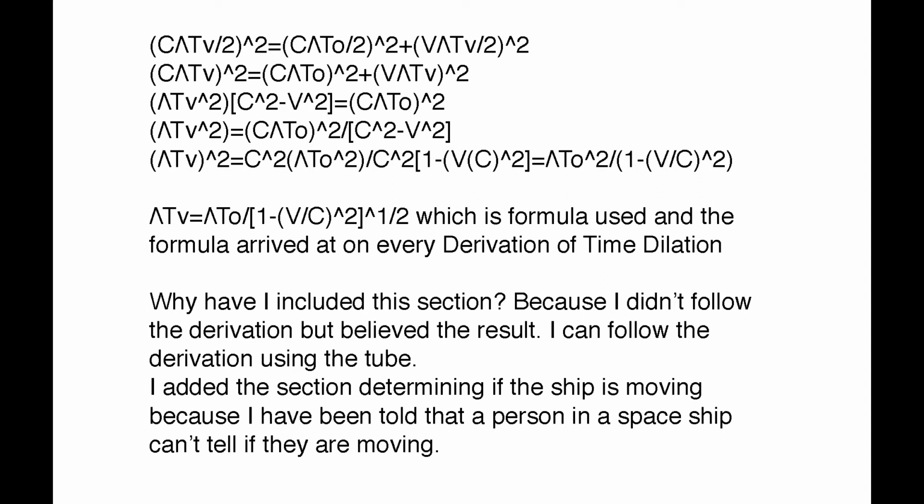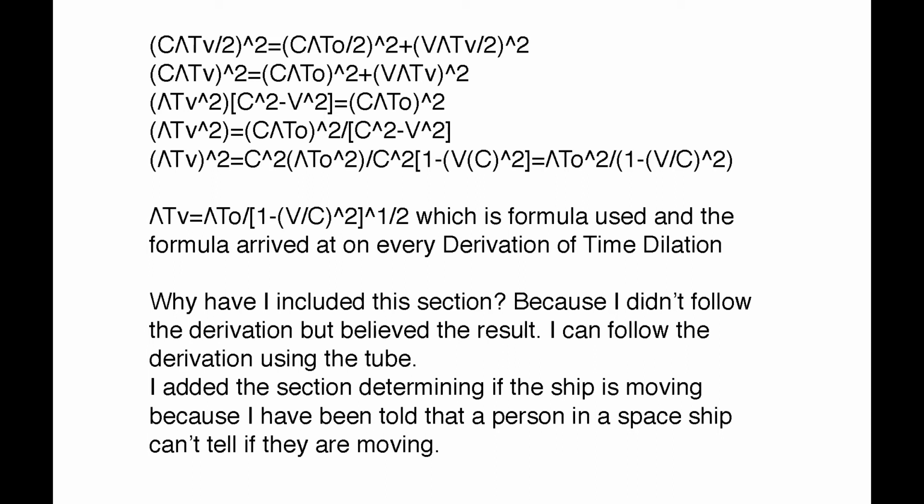The next formula just removes the 2 from all the expressions since it's in every one of the expressions. Next line, the third line down, puts the delta T sub V squared units together. It took the last term on line 2 and brought it over to there. And so now we have delta T sub V squared times C squared minus V squared equals C delta T0 squared, the whole quantity squared.